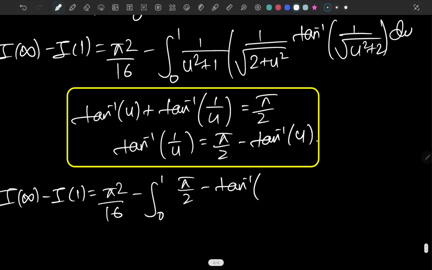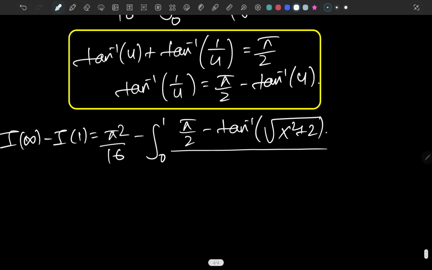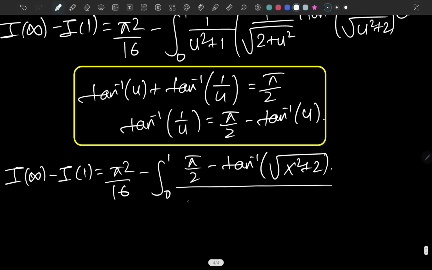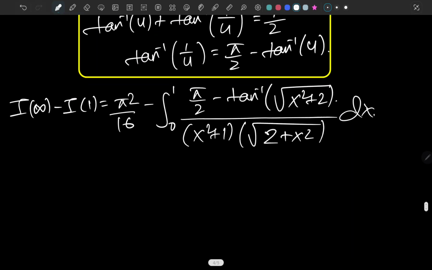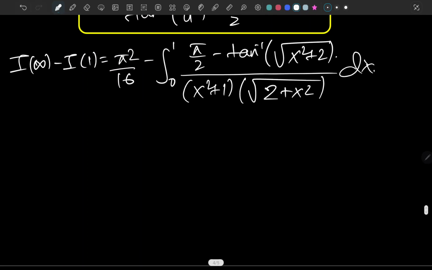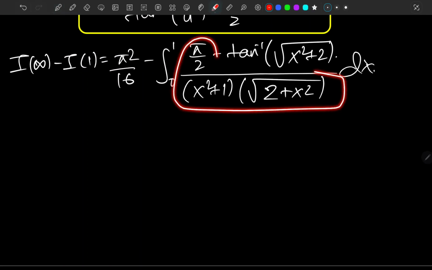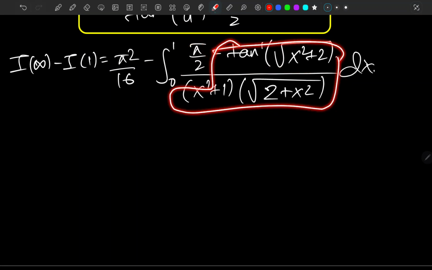So arctangent of square root of x squared plus 2 over x squared plus 1 times square root of 2 plus x squared dx. I can do that. You don't need to worry about that. Okay, and now I'm just going to break this function apart into integrals.